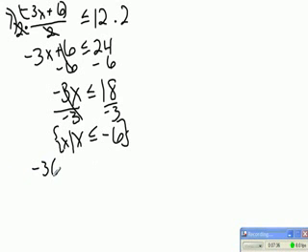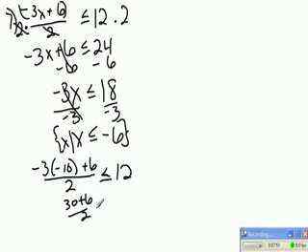So negative 3 times, replace the x with negative 10, plus 6 all over 2 is less than or equal to 12. Negative 3 times negative 10 is positive 30, plus 6 over 2 is less than or equal to 12. 30 plus 6 is 36 over 2, less than or equal to 12. 36 divided by 2 is 18. Is 18 less than or equal to 12?